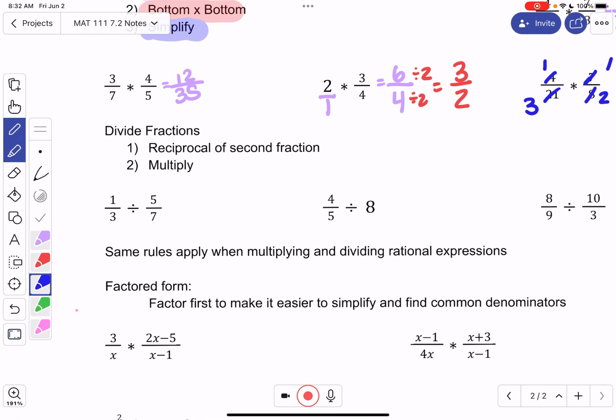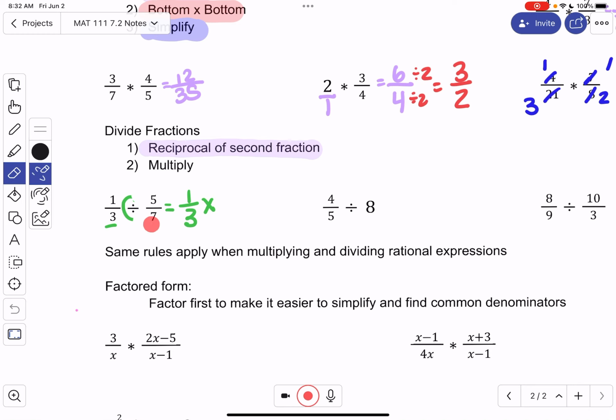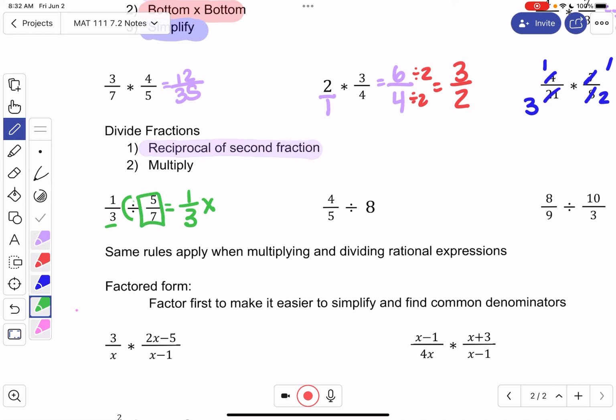Dividing. Same idea. The only difference is you're going to take the reciprocal of the second fraction. So it just means flip it over. Put the bottom on the top and the top on the bottom. So if we were to rewrite this, one way I remember it is you keep the first fraction, you change the sign to multiplication, and then you flip the second fraction. So keep, change, flip. Then you have to multiply straight across, just like before.